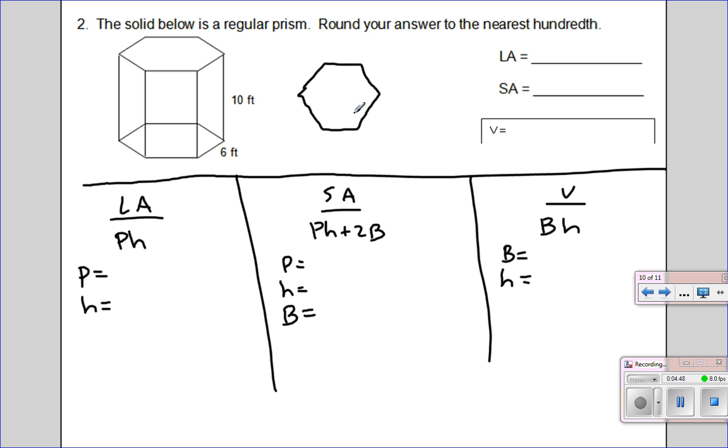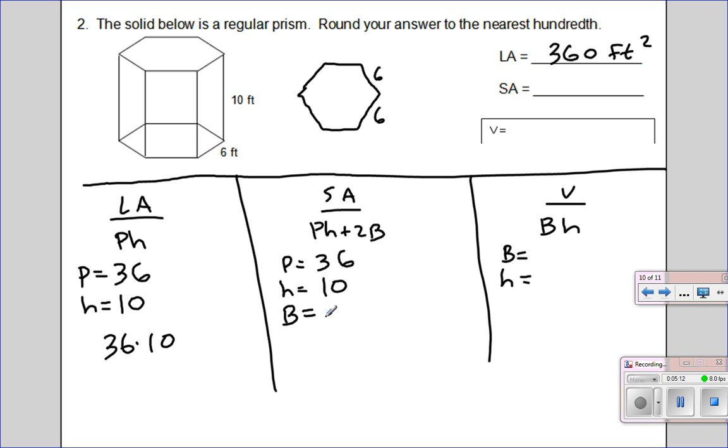It's a hexagon, and I know that each side is 6. So already I know the perimeter: 6, 12, 18, 24, so 6 times 6 is 36. The height of the prism is 10. Oh, I already have everything for LA. 36 times 10 is 360 feet squared. That was simple enough.